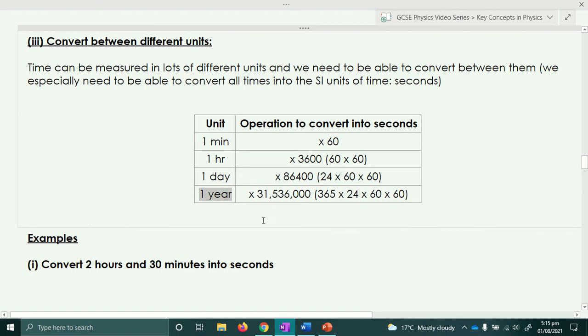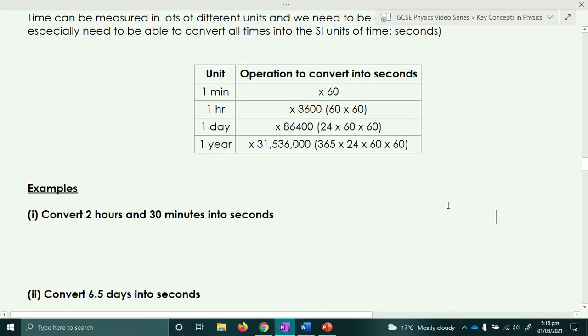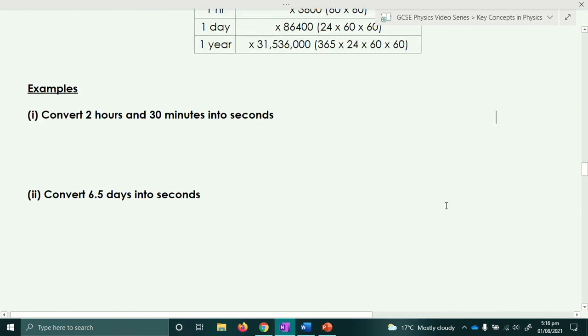And a year, it's a fairly hefty number in seconds, as you can see. There are 365 days in a year, 24 hours in each day, 60 minutes in an hour, 60 seconds in each minute, and that's where this number comes from. So it's not so important to learn these numbers, it's where they come from that's the important thing to take away here. So let's have a look at some examples before you have a go at some by yourself.